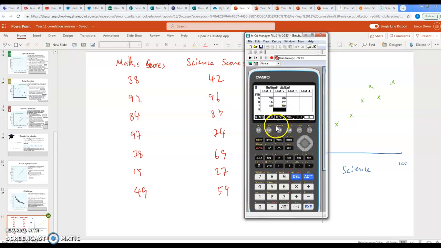I'm going to go to F2 for calculate, okay? And then I'm going to push F3, because that REG stands for regression. So it's saying, please perform a regression, okay? And this is a linear regression. We want to know what the line of best fit is.